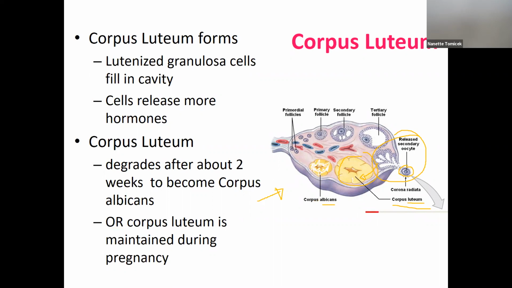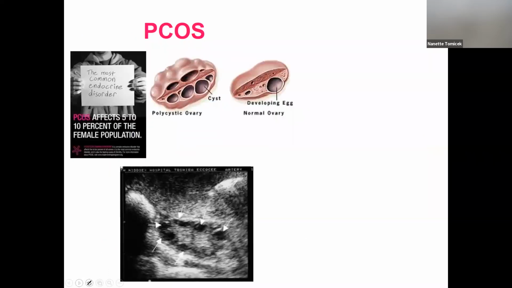It actually looks more yellow than the corpus luteum in this figure. Okay, so again, if pregnancy is to occur, we'll keep the corpus luteum around because we'll need to produce more progesterone to maintain pregnancy. Or if we don't get pregnant, then after 2 weeks, corpus luteum becomes corpus albicans and should really just get smaller and smaller until it disappears into a tiny little scar mark.